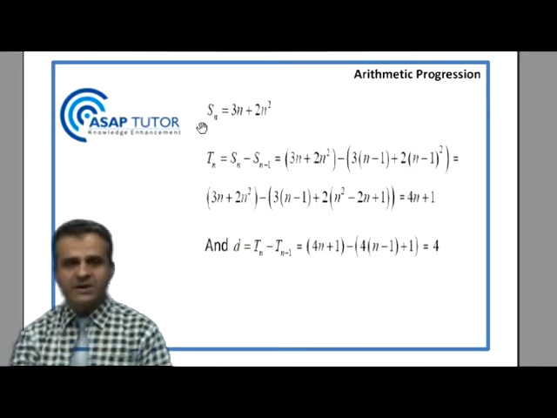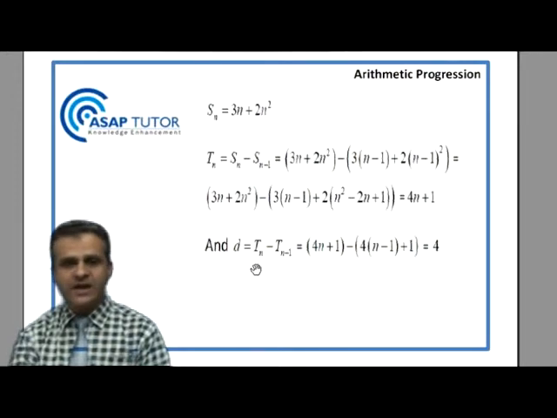Now if we know the summation till n terms, we can find the nth term. The nth term is equal to Sn minus Sn minus 1, that is summation till n terms minus summation till n minus 1 terms. So Sn is equal to 3n plus 2n square minus Sn minus 1, where in place of n we substitute n minus 1 and solve it. We get 4n plus 1. So therefore the nth term is 4n plus 1.